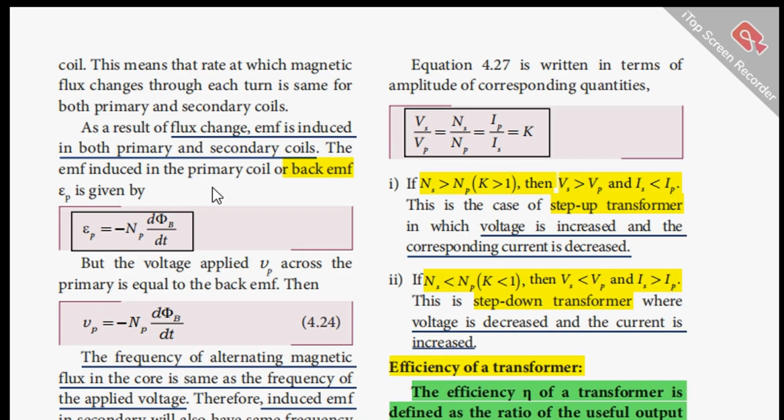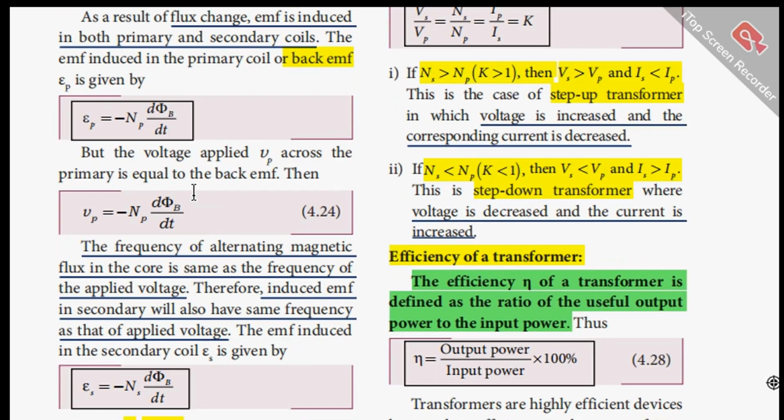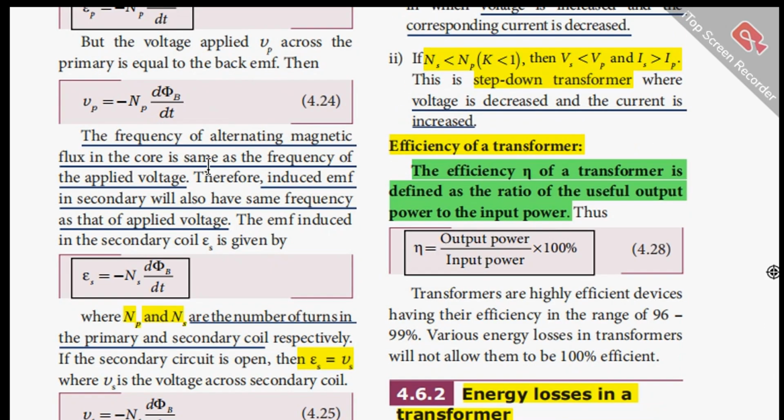The EMF induced in the primary coil, or back EMF, EP, is given by EP = -NP dΦB/dt. But the voltage applied, VP, across the primary is equal to the back EMF. So VP is given by -NP dΦB/dt. The frequency of the alternating magnetic flux in the core is the same as the frequency of the applied voltage. Therefore, the induced EMF in the secondary will also have the same frequency as that of the applied voltage.